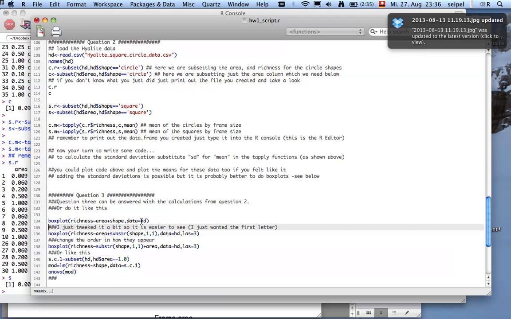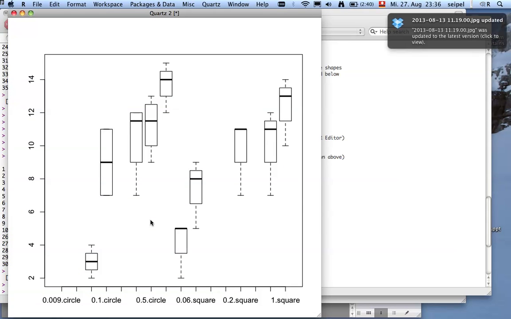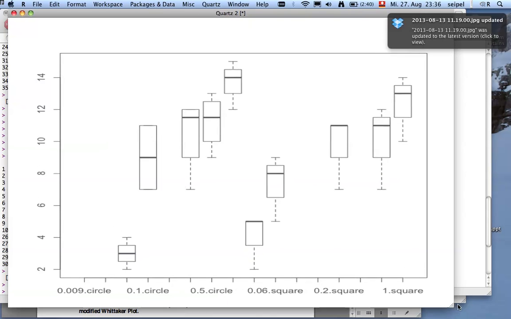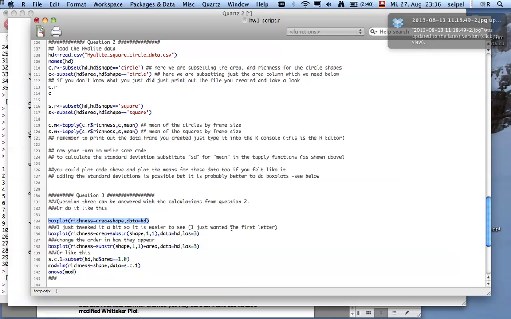If you'll remember, our data set here is called Highlight HD, and I would like to see a box plot of the richness by area plus shape. You can see here we have the area first, followed by the shape of the square. You can think about how to interpret this and how it's easy. You can see the linear trends and the species accumulation curves. Spend some time looking at it. So I tweaked it just a bit so it was easier to see.